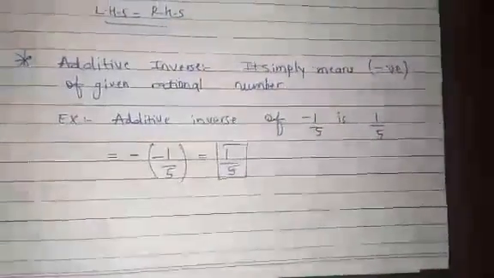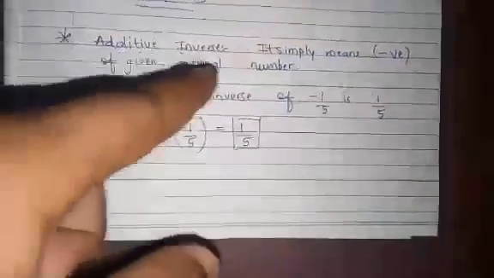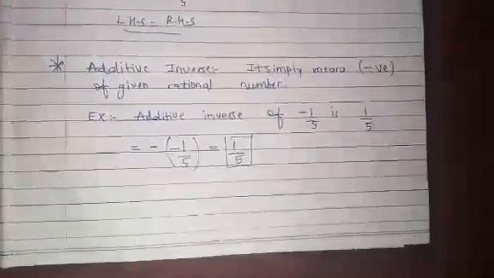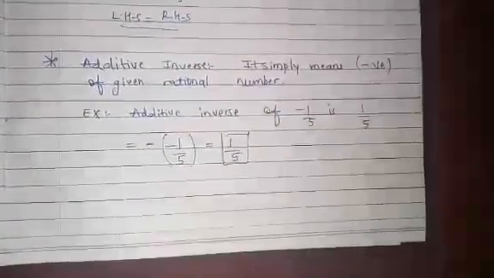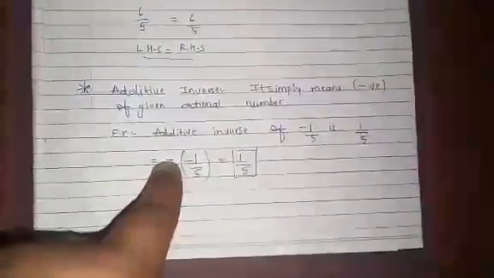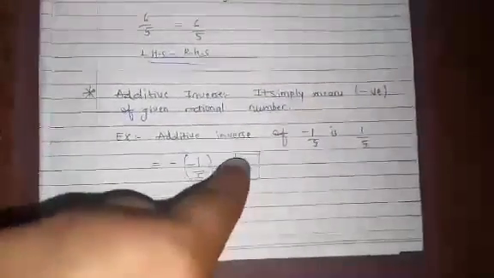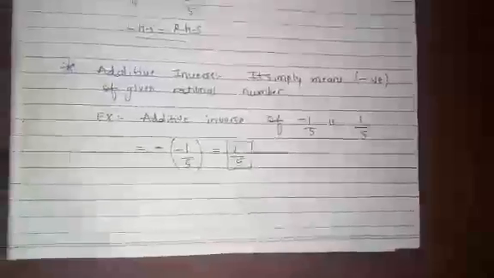Last concept of topic 1 is additive inverse. Additive inverse simply means that negative of a given rational number. Negative means we just need to put a negative sign in front of that given rational number. Your example is additive inverse of minus 1 upon 5 is 1 upon 5. But how did we get 1 upon 5 over here? Simply we put the negative sign in front of the given rational number, that is negative of minus 1 upon 5. So here negative negative, it becomes positive 1 upon 5.